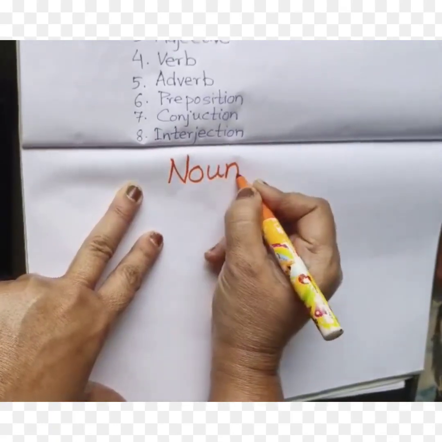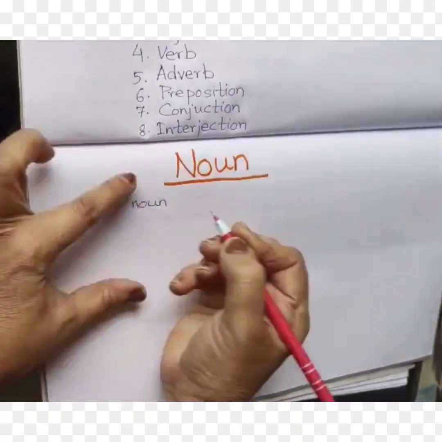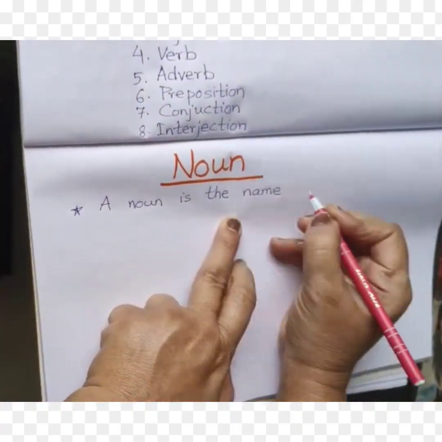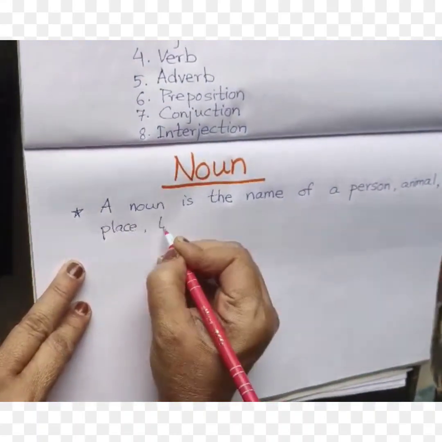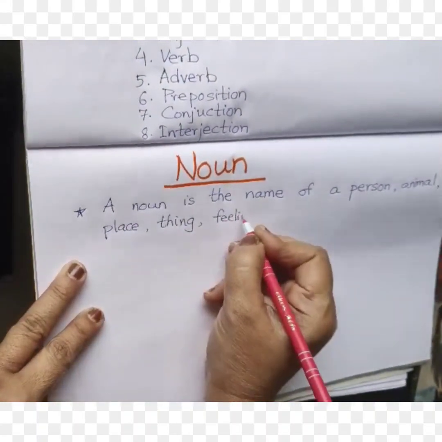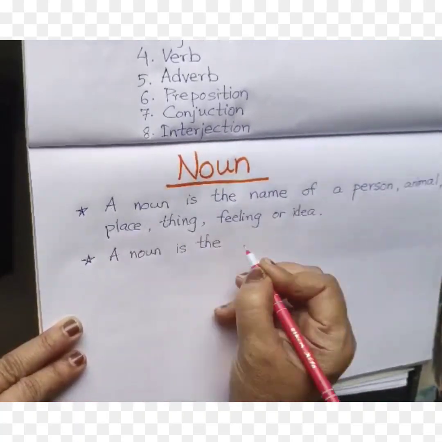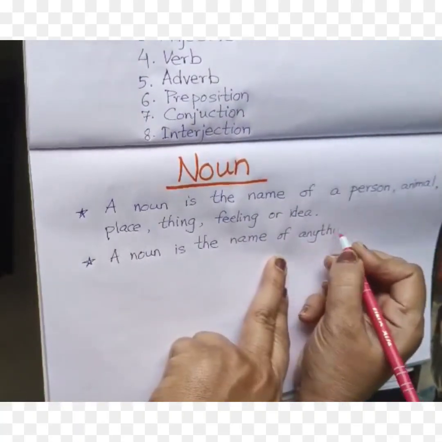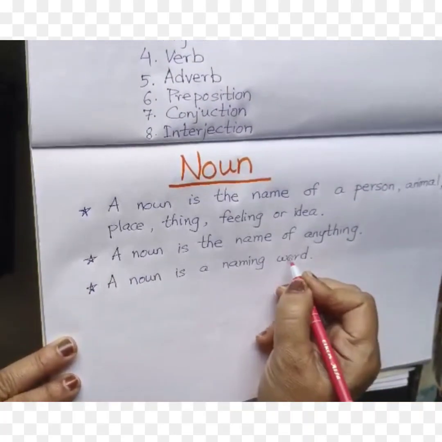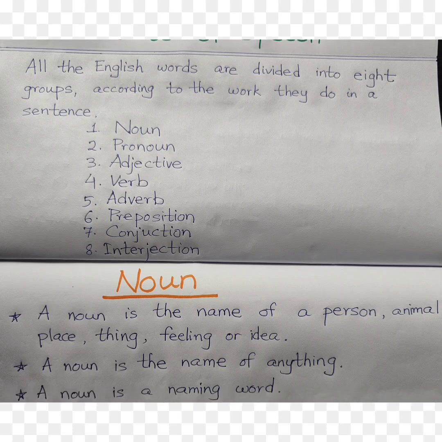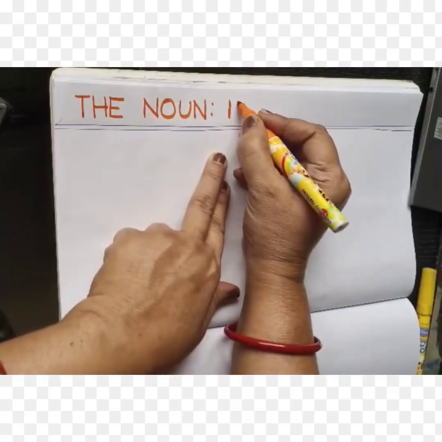So first comes noun. What is a noun? A noun is the name of a person, animal, place, thing, feeling or idea. A noun is the name of anything. A noun is a naming word. So, a noun is a word used as the name of a person, place or thing. There are different kinds of nouns.